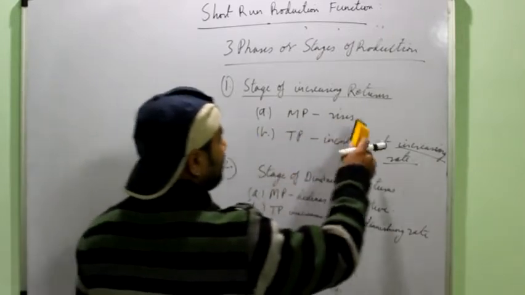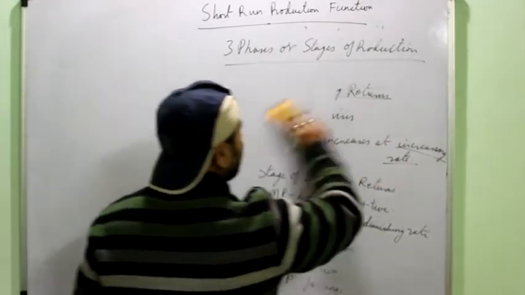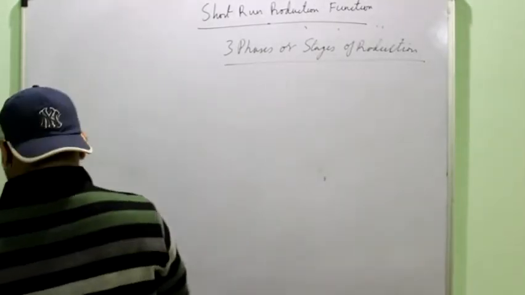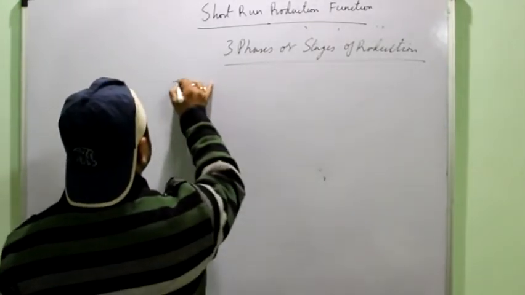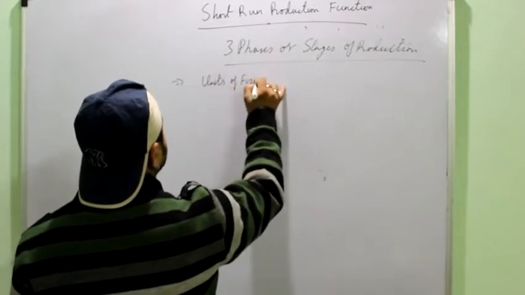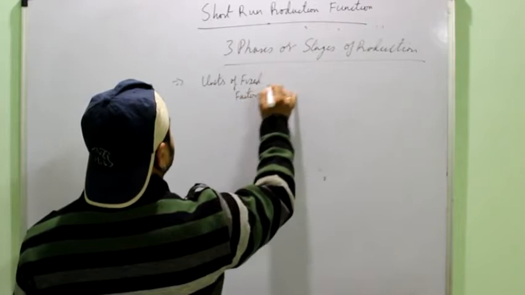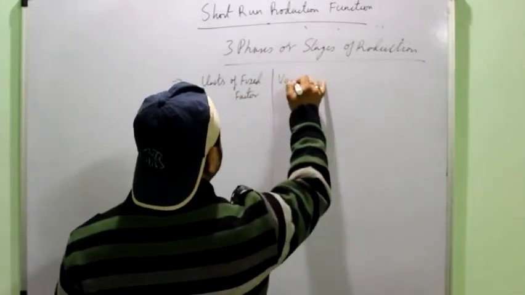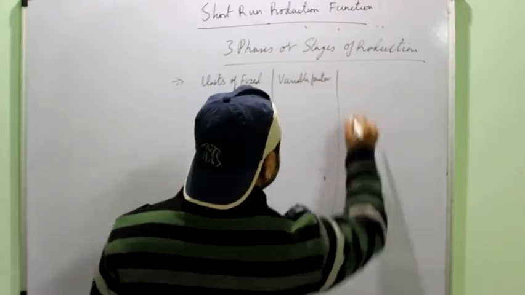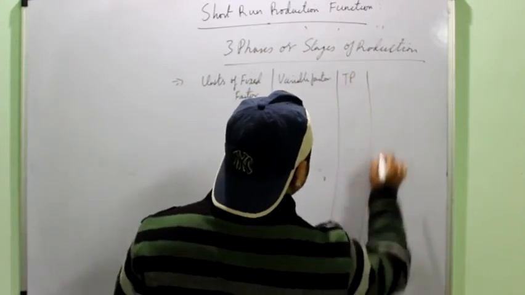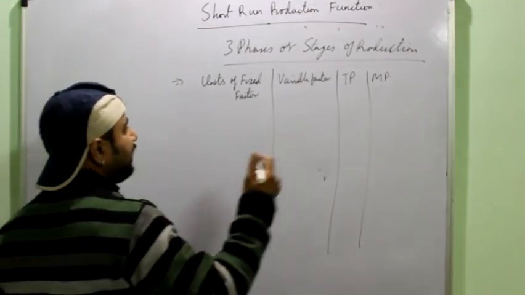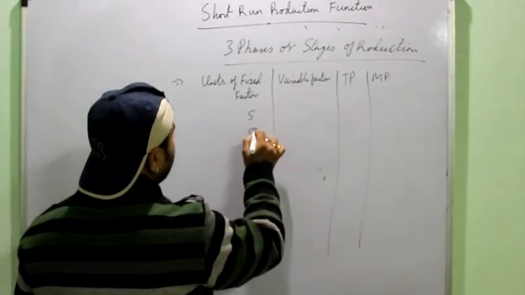Now we have to understand this numerically, and numerically only you can understand it better. For the numerical example we have the units of fixed factor, then units of the variable factor, then total product and marginal product. Again, as we have already learned, here the fixed factor remains constant.